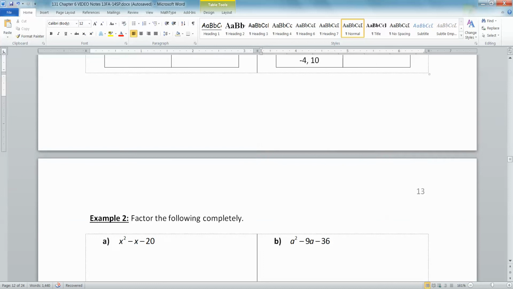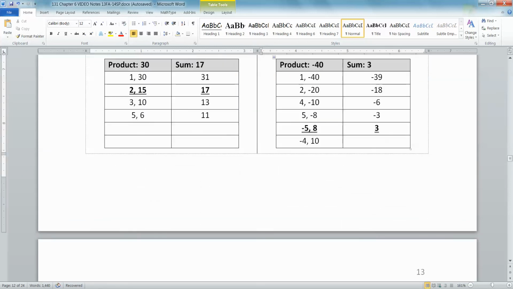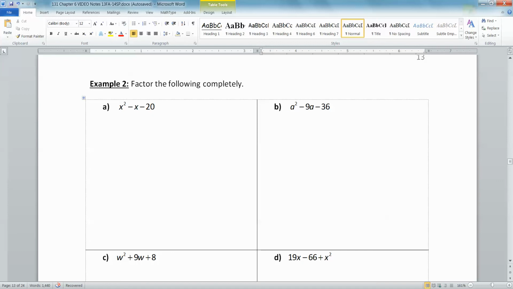Alrighty then, so we move on. Now, I won't always give you a table. That was just me setting you up for these notes. But for the rest of the problems, there's no table given. You've got to make the table on your own or do it in your head. Okay, so let me see.